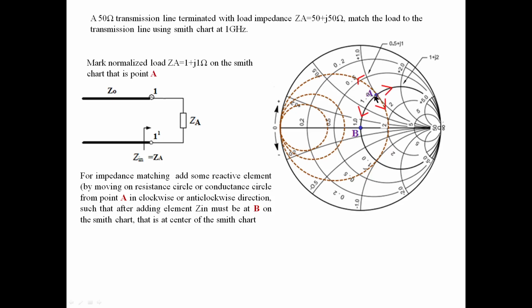I can move in four different directions from here. On the conductance circle there are two directions, one this way, one this way. On the resistance circle I can move like this or like this. The thing is, from the load point you should move such that you reach the center of the Smith chart, moving over either the conductance circle or the resistance circle. Moving over that circle, you should reach the center of the Smith chart.